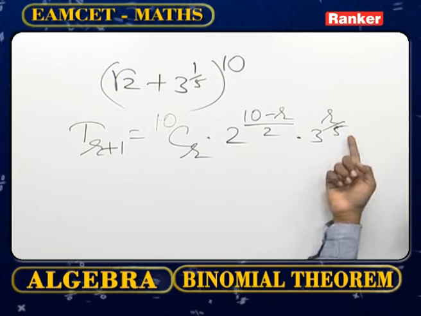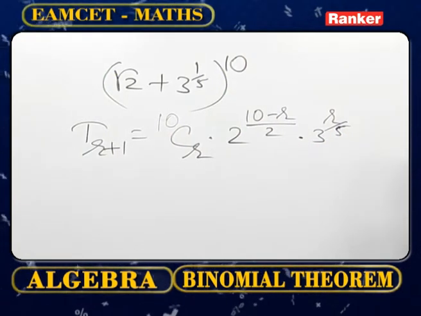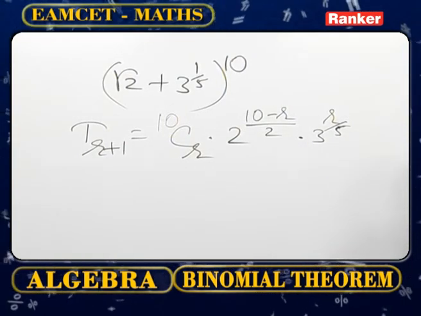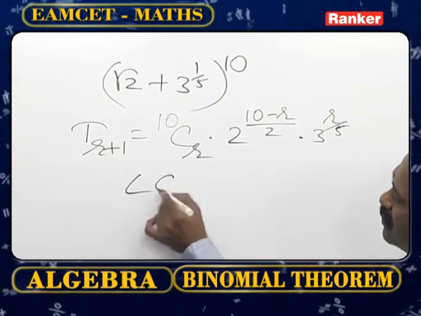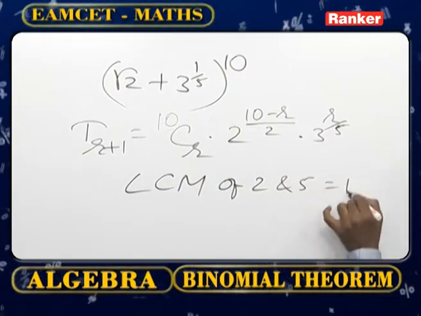I repeat, you must have such a common factor in this numerator and as well in this numerator, which should be a factor for 2 and 5. Simple understanding. Take LCM of 2 and 5. That's all. What is LCM of 2 and 5 in this case? It's nothing but 10.